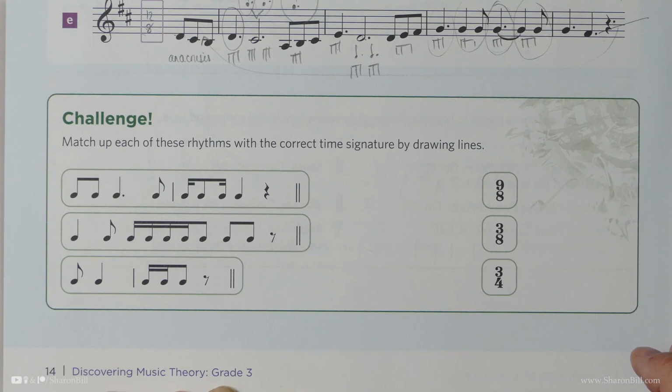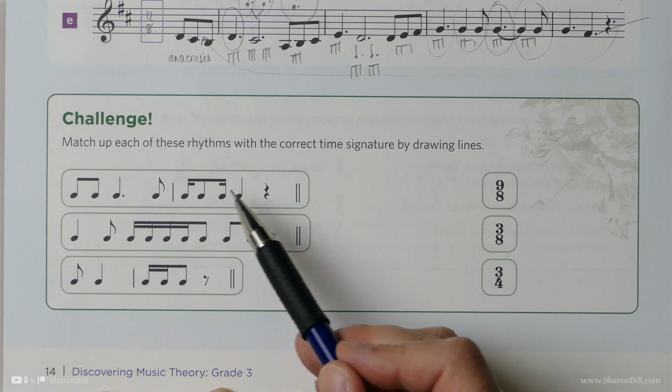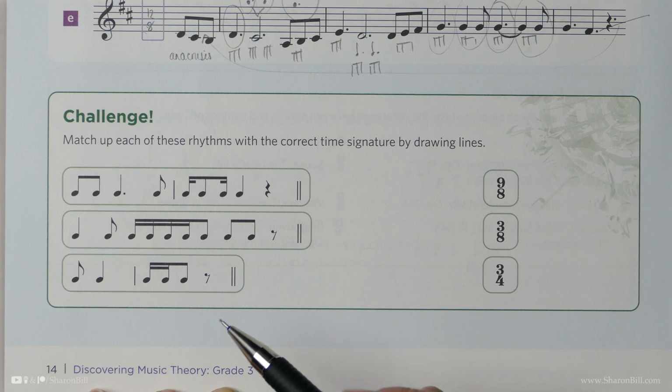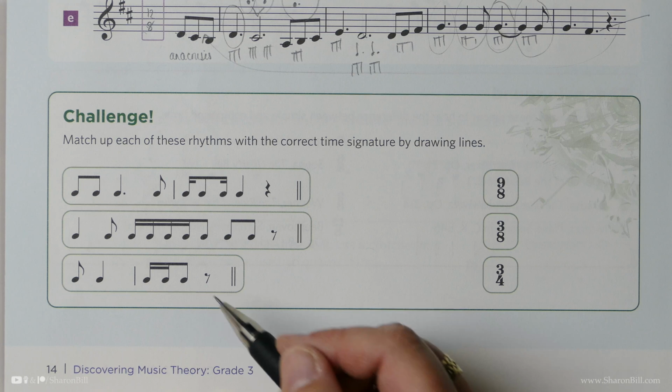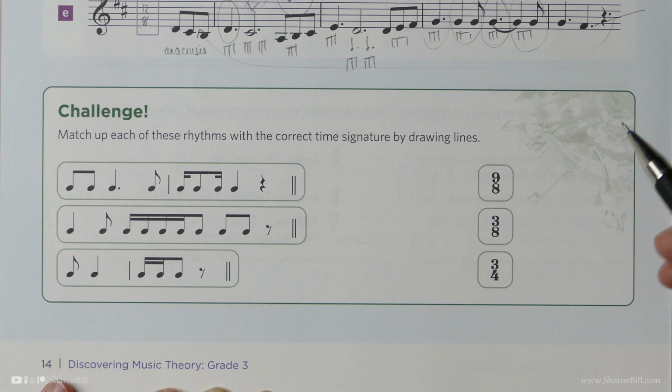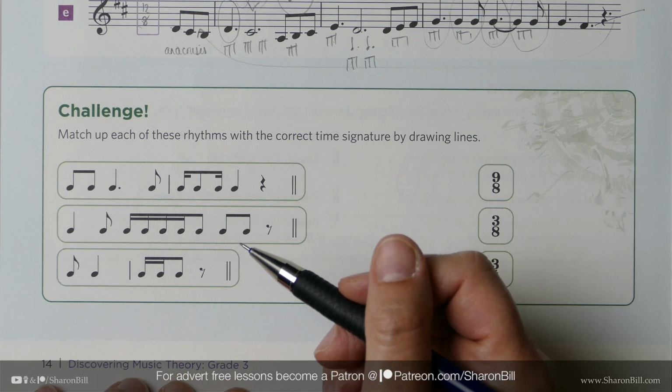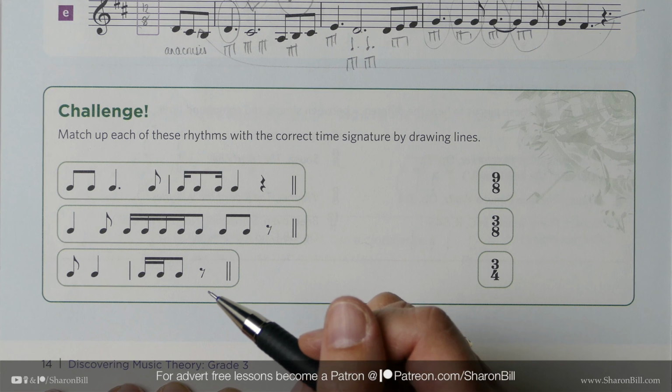So do go ahead and try this challenge and just match up the rhythms. First of all, do so by thinking how the groups are beamed and thinking, is it in groups of 2 or groups of 3? And then if you want to double check it, you can just map out and divide the quaver beats to see what the time signatures are. It's very much to do with how these are beamed. So let's look at this together now.